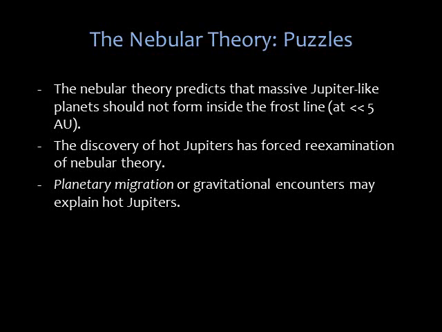But there are observations that are puzzling. In particular, the hot Jupiters. These are the large planets that have close-in or highly elliptical orbits. The nebular theory predicts that Jupiter-like planets should not form inside the frost line. Within the frost line, ices cannot condense, only metals and rock can. So these types of planets have triggered a re-examination of the nebular theory. So far, no compelling reason has been found to discard the basic theory.